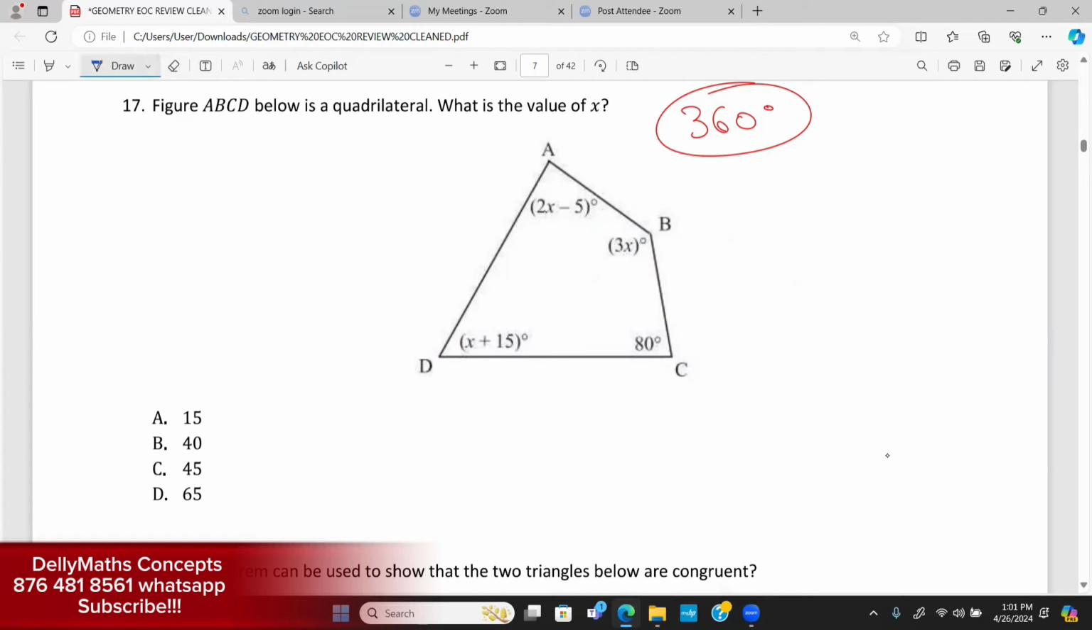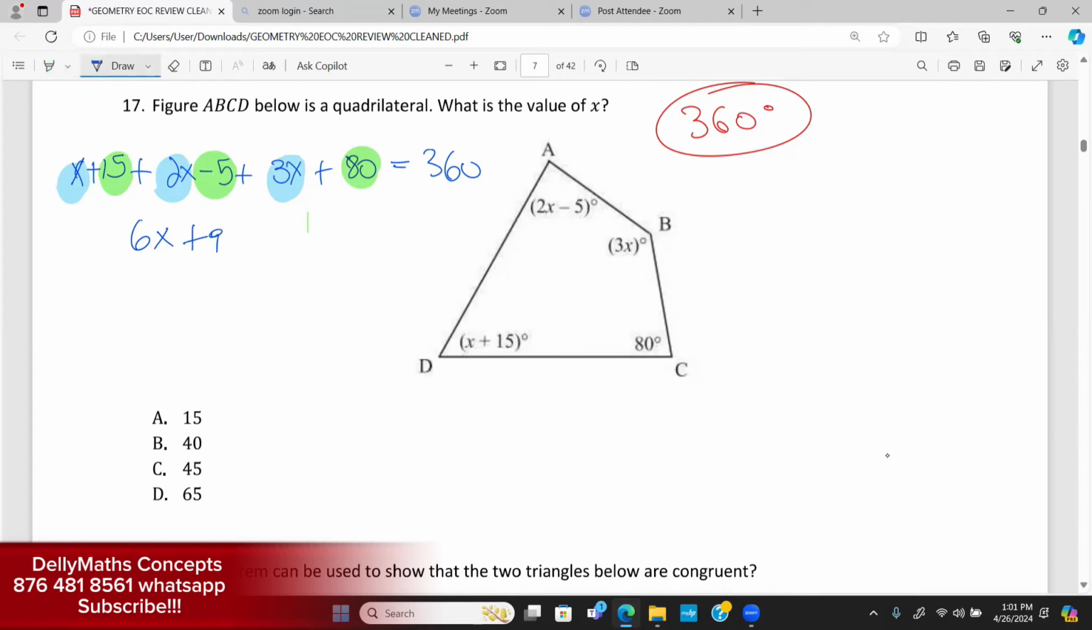What this means, if I'm going to find the value of x, I could put together these ideas: x plus 15 plus 2x minus 5 plus 3x plus 80. All of this is 360. Let's put together our like terms. I'm highlighting them for us. Putting together the x terms first: x plus 2x, that's 3x, plus another 3x, that's 6x. Let's put together the constants: 15 minus 5, that's 10, plus 80. So that's 90 right there.